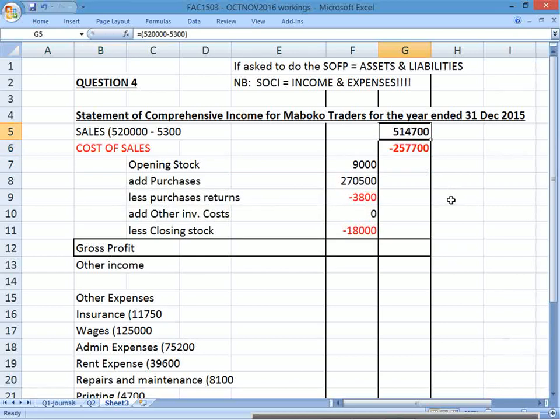There's my sales. Right, how do I get gross profit? Gross profit is sales minus cost of sales. So here's my sales, and I subtract my cost of sales. So 514 minus 257 gives me 257. Okay, it's the same figure. Well, similar. Not quite the same. Your gross profit was similar to your cost of sales. Okay, there's no other income, so 0 there.